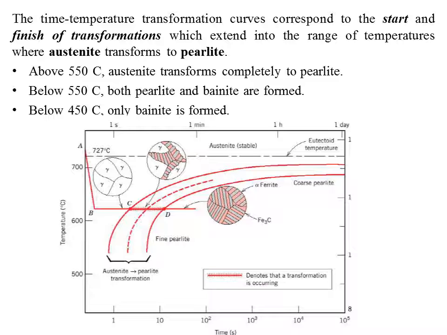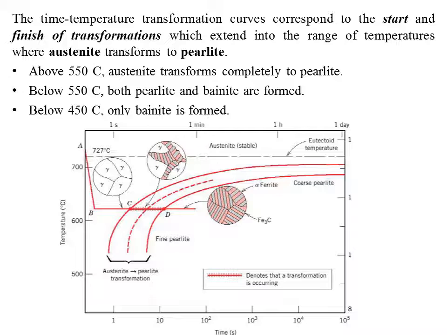The microstructure you can see here. At the midpoint, you will have a different structure. And as time goes on, along the timeline, the red horizontal line, the microstructure changes. So from austenite you will have both pearlite and bainite below 550, but below 450 you will have only the bainite structure.